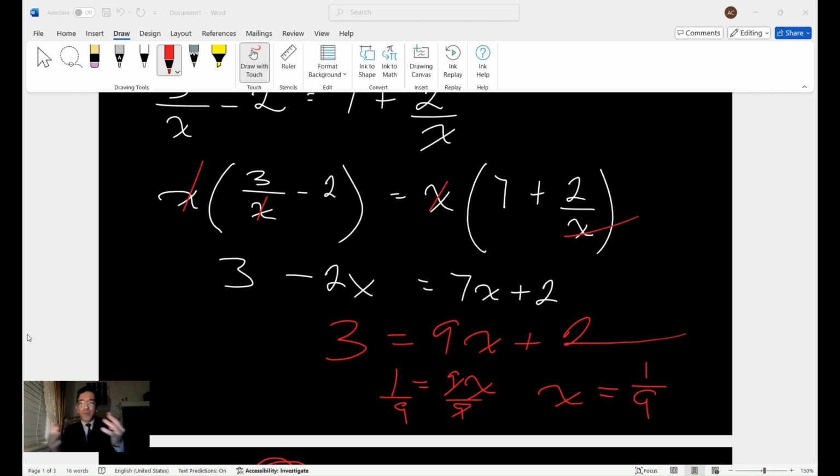Some calculators, if you're using a calculator, it'll say error, but you cannot do that. And we could talk about why that is. There's a reason for that. And another way you can do this equation, by the way, is if you get rid of fractions last.